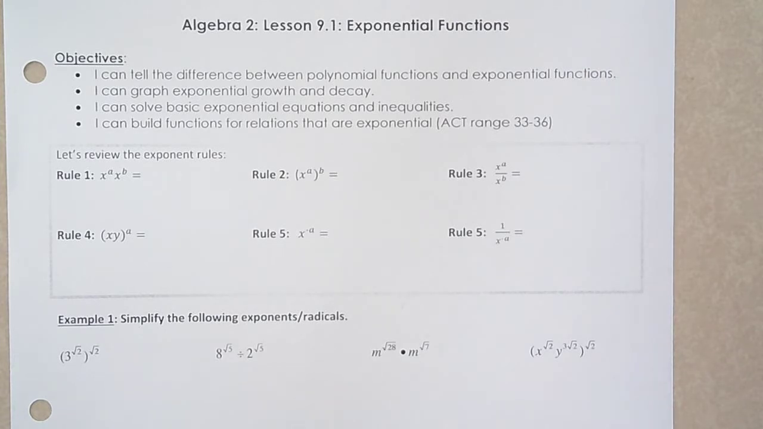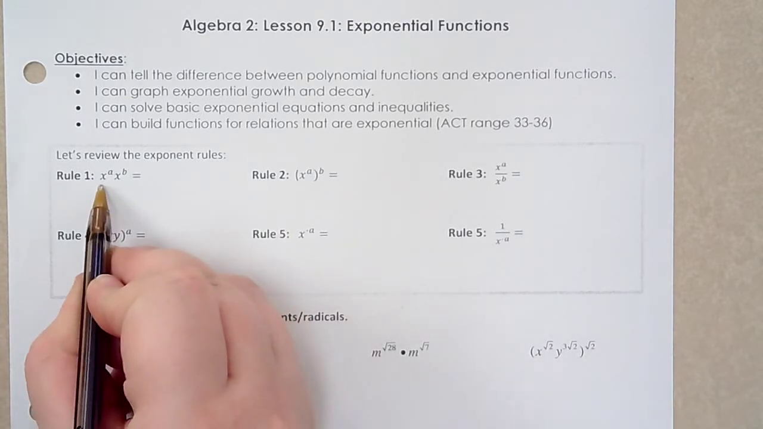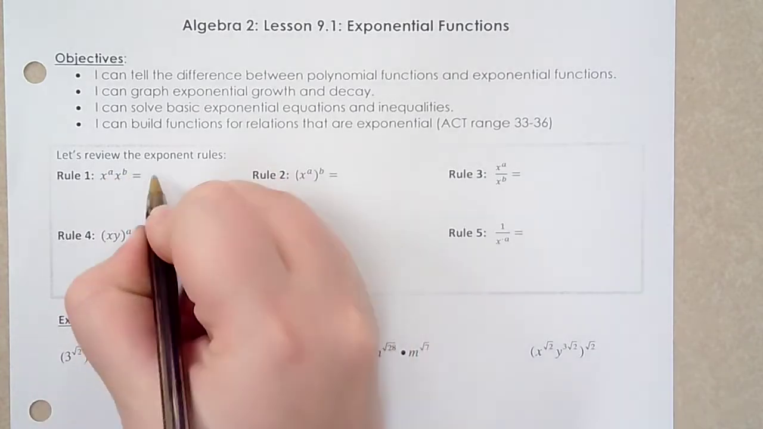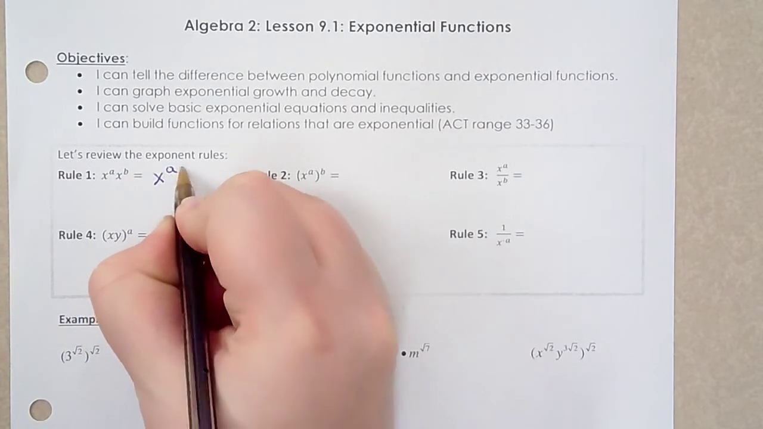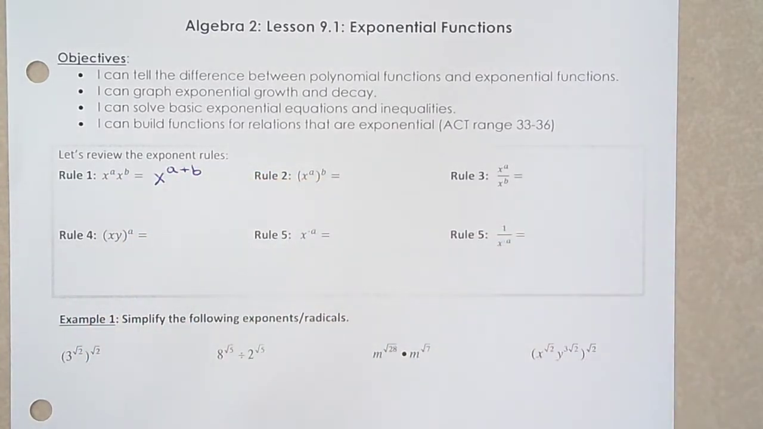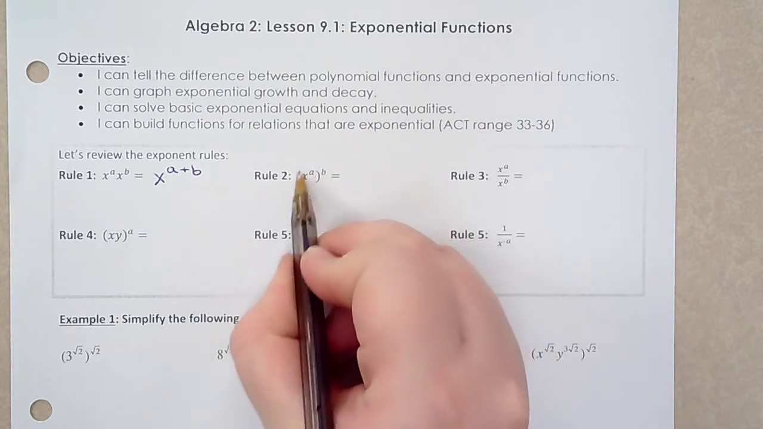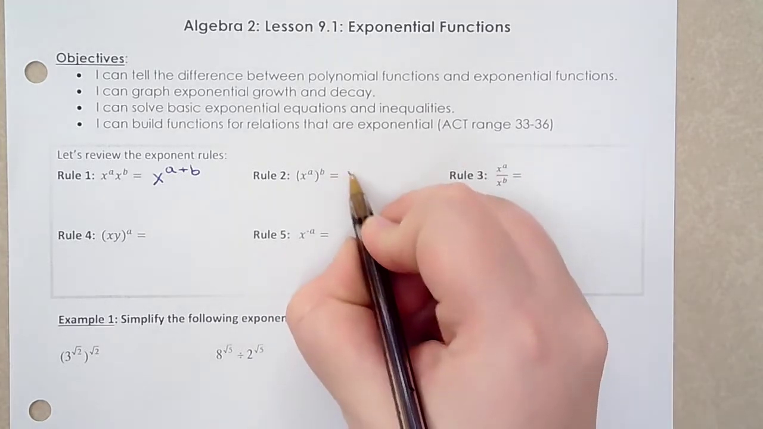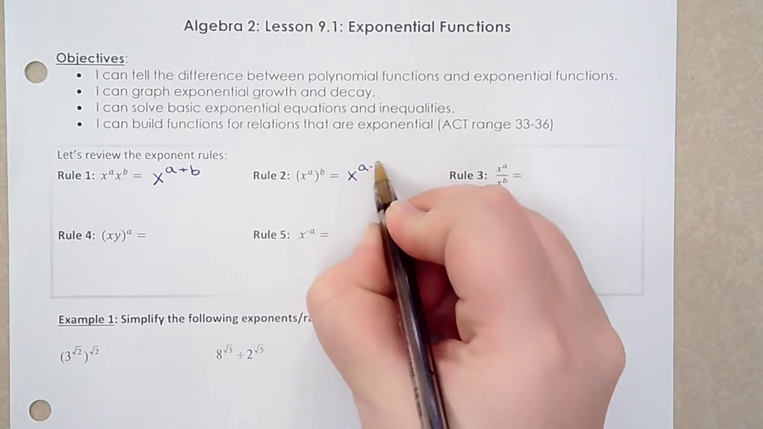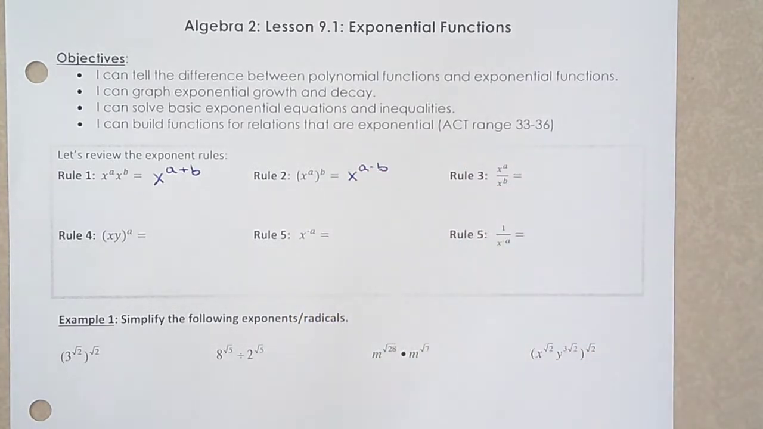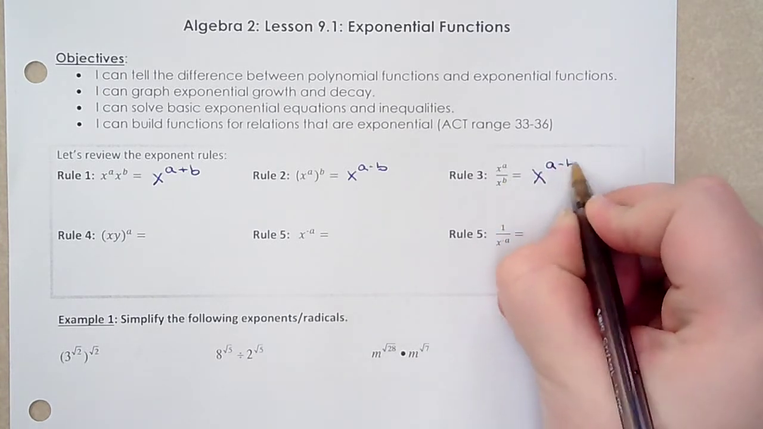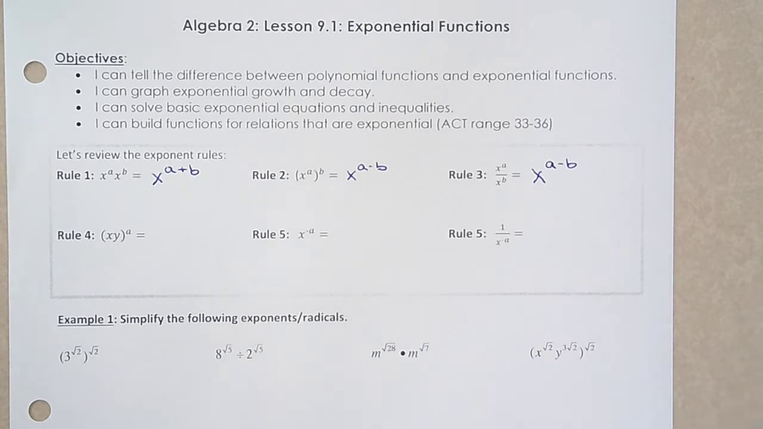So quick review of exponent rules from Algebra 1. When we have two things with the same base and we're multiplying them with different exponents, we're going to add the exponents. When we have a base to an exponent raised to an exponent, we're going to multiply their exponents. When we divide something, we're going to subtract their exponents.